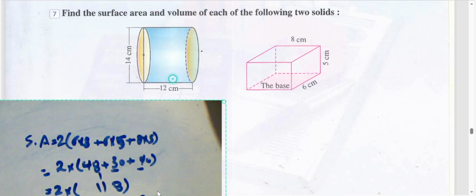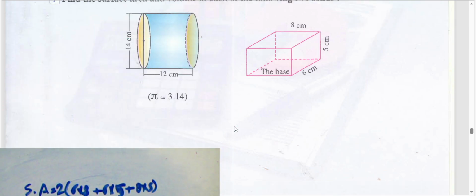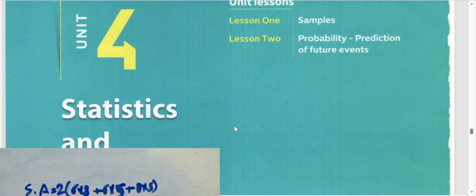Understood? Last question about this unit.